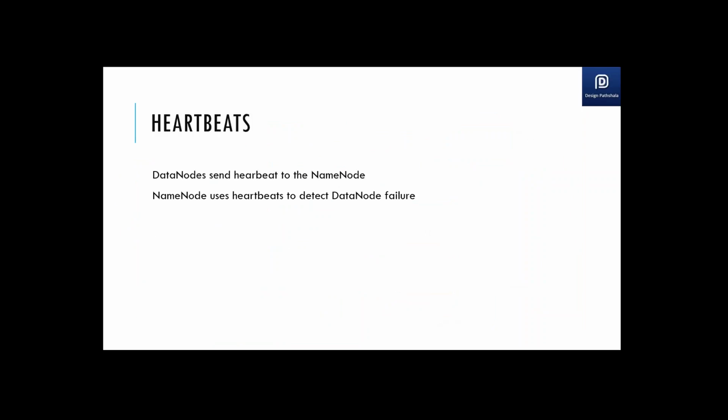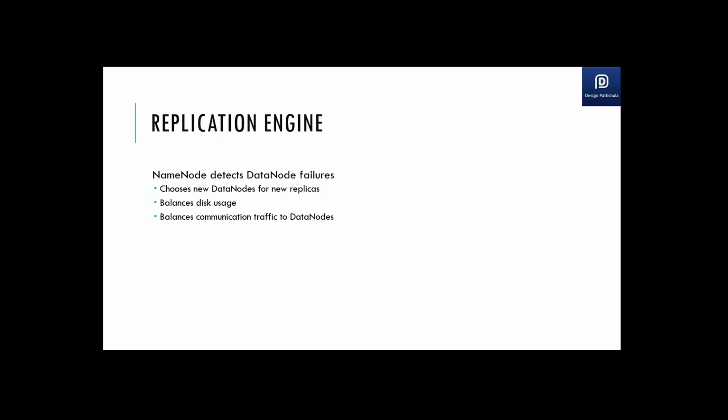Heartbeats: both the data nodes and the task trackers keep sending heartbeat signals to the corresponding master processes. Replication failure I've already talked about. If there's a communication failure between the data node and the name node, or the data node itself is down, the replication factor is maintained in the cluster by virtue of the name node.